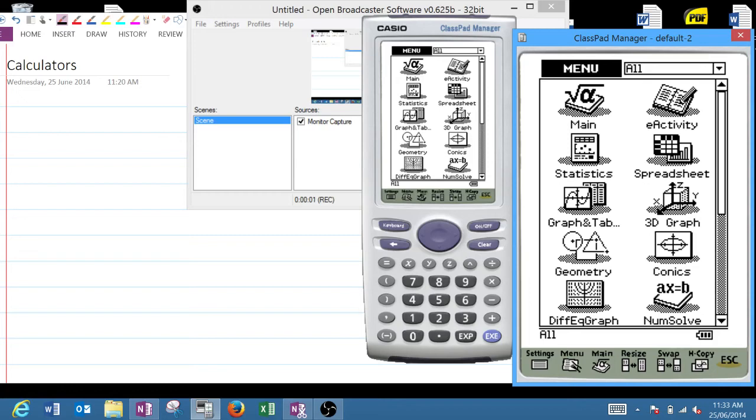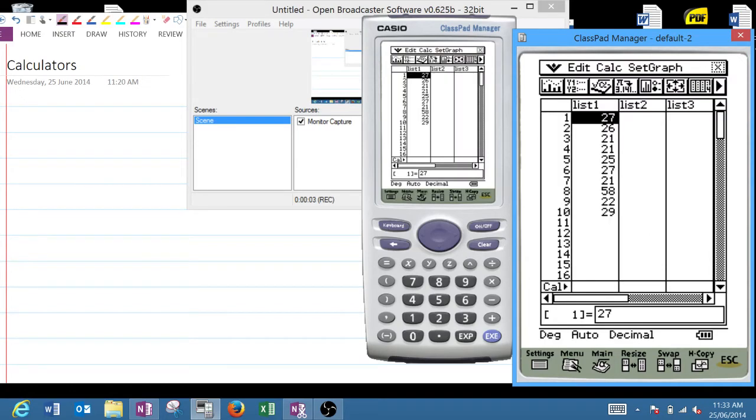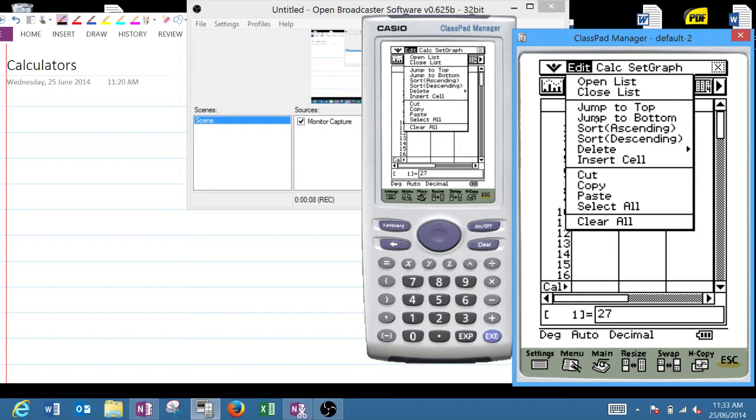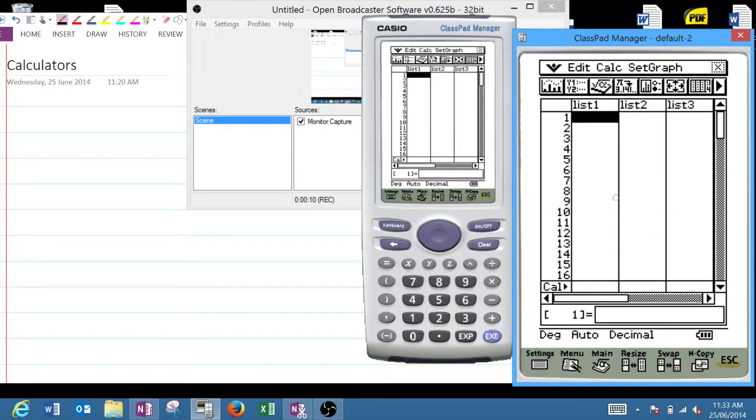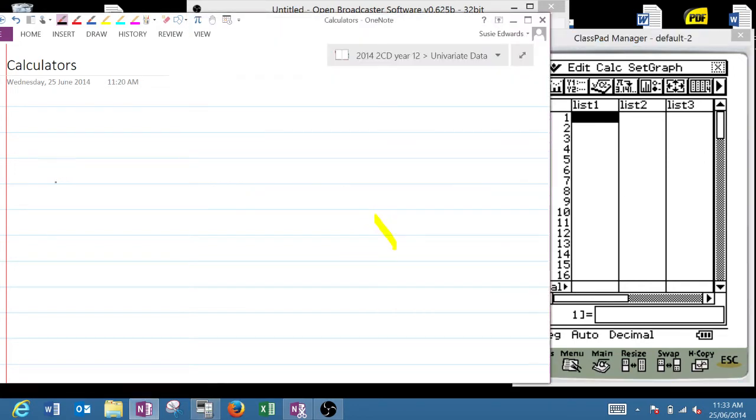Looking at statistics, that's the section of our calculator we're looking in today. If you've got anything in there, can you make sure you clear all? And so you should have just list 1, list 2, etc. Okay?